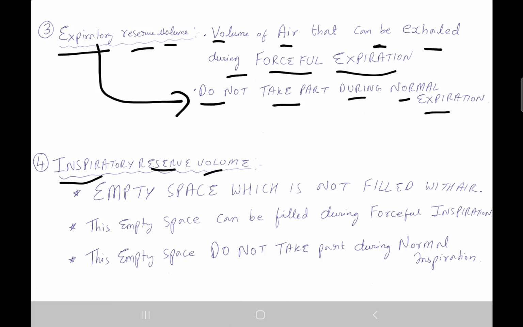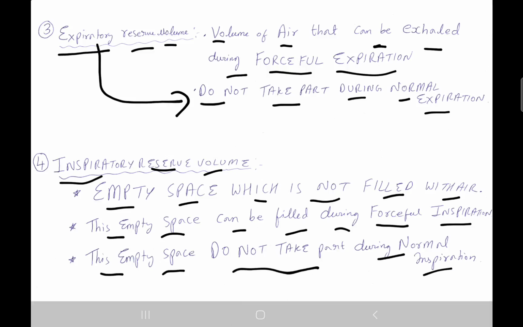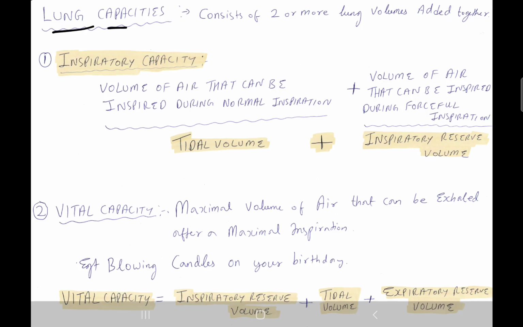Inspiratory reserve volume is the empty space which is not filled with air. This empty space can be filled during forceful inspiration. It does not take part during normal inspiration. Lung capacities consist of two or more lung volumes added together. Inspiratory capacity is tidal volume plus inspiratory reserve volume.